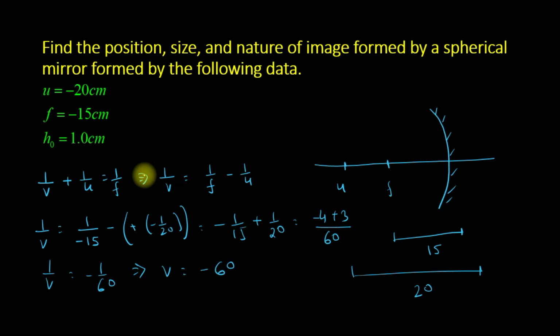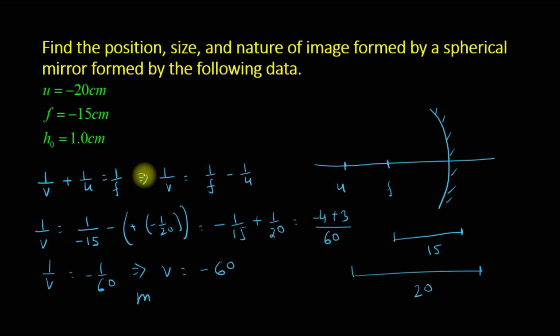So we have focal length as minus 15, so the center of curvature is at 30 centimeter. So the image is beyond the center of curvature. The image is formed between the center of curvature and infinity, and the negative sign tells us this is an inverted one, and the image is to the left-hand side of the pole.